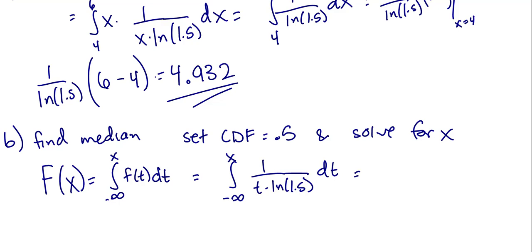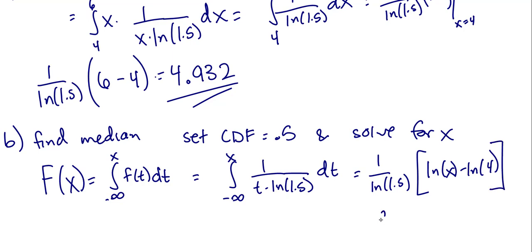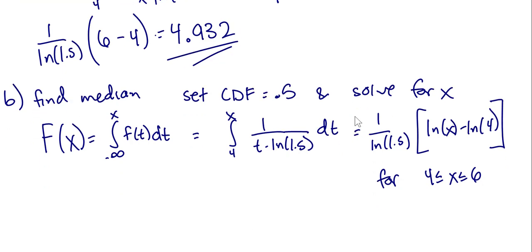And it gives me 1 over the natural log of 1.5 times the natural log of x minus the natural log of 4 for x between 4 and 6. Here, when we integrate from negative infinity to x, we actually don't start at negative infinity because we don't care about those x's. We only care about x's starting at 4. So you can actually change that to a 4. Okay, so I found my CDF.